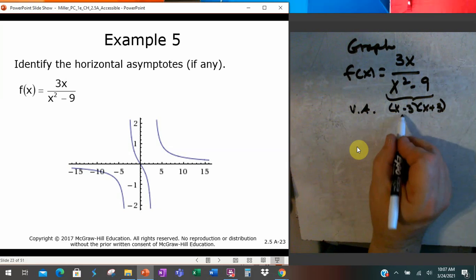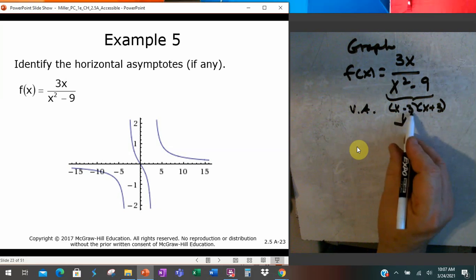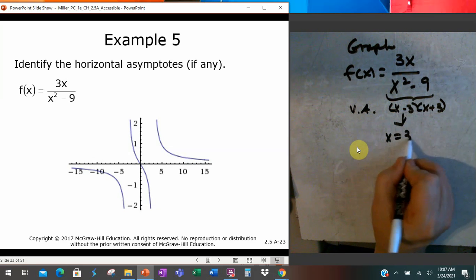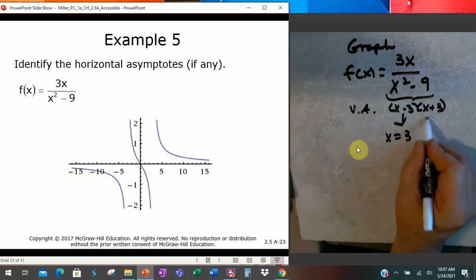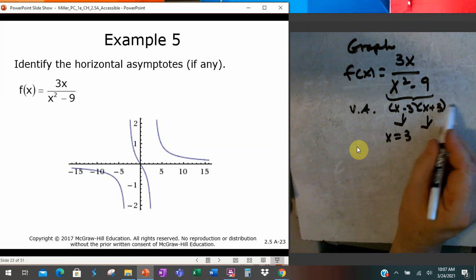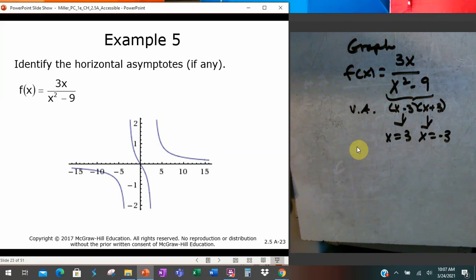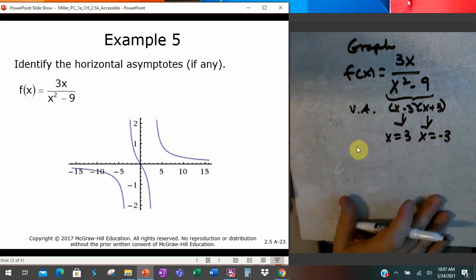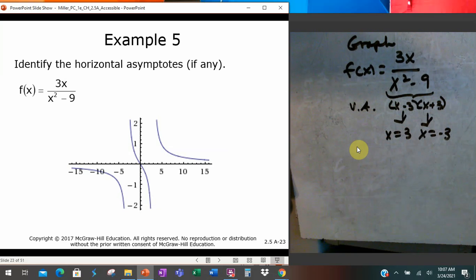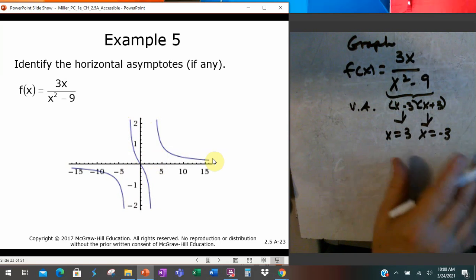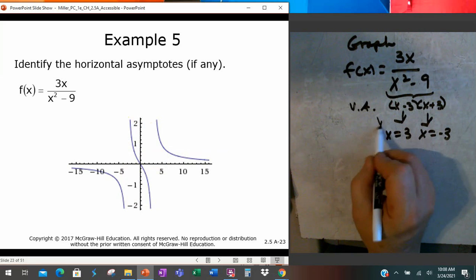So both of these are going to be vertical asymptotes. x minus 3 is equal to 0, I solve to x equals 3. x plus 3 equals 0, and I solve x is equal to negative 3. So these two are my vertical asymptotes. Okay, so if I go over here, here's my 3, over here's my negative 3. Those are going to blow up. So I'm going to put all of these things. These are my vertical asymptotes.